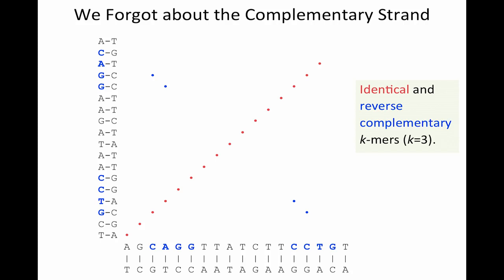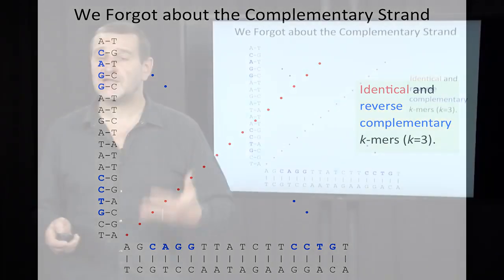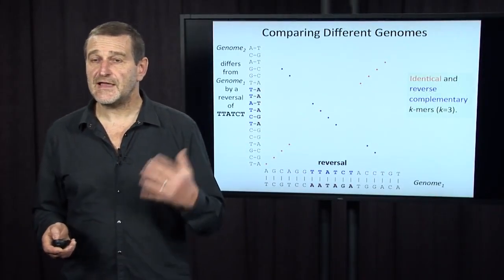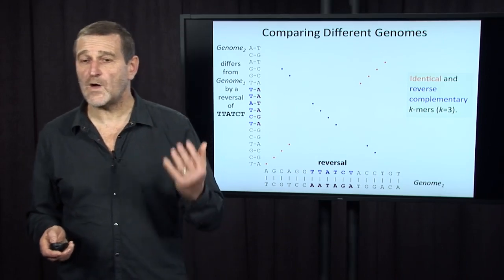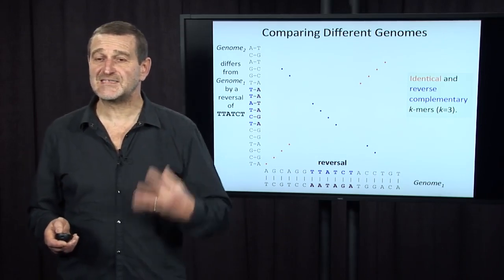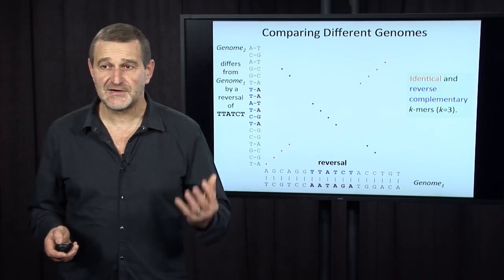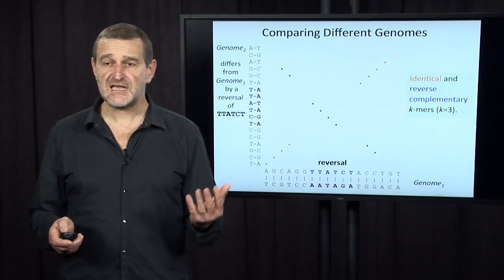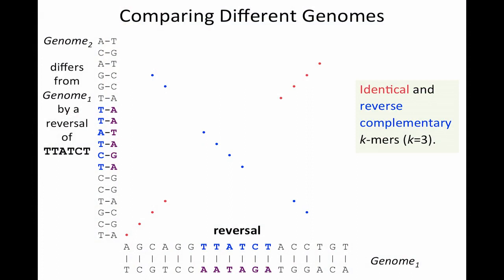Now, this is how genomic dot plot looks like when we compare a genome against itself. But can we also construct genomic dot plots when comparing 2 different genomes? And here's an example of comparing one genome with another one that is obtained from the first one by a reversal. And in this case, you can see that a reversal corresponds to minus 45-degree diagonal formed by blue points in this genomic dot plot.